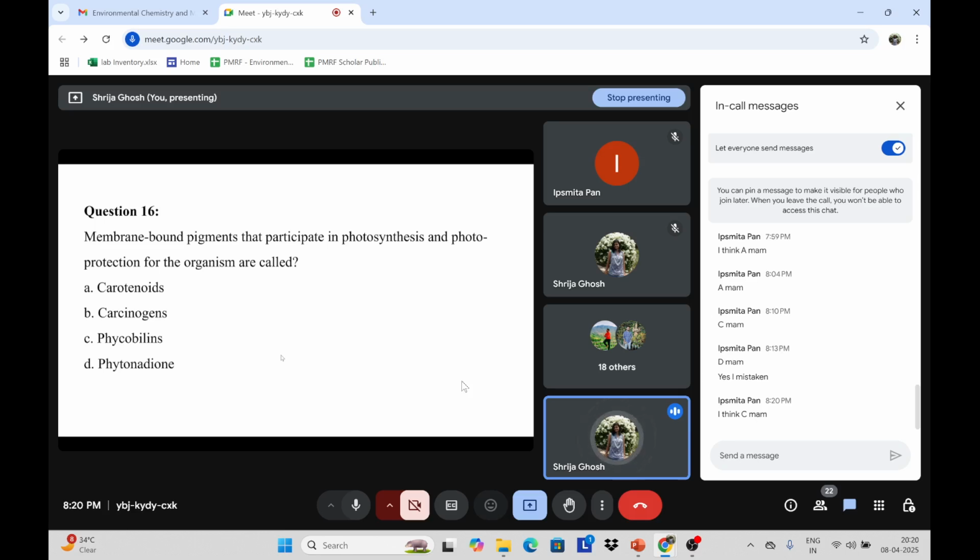You are saying option C, phycobilins. Okay. Anyone else? Anyone else wants to answer? Sorry. Anybody else wants to answer?